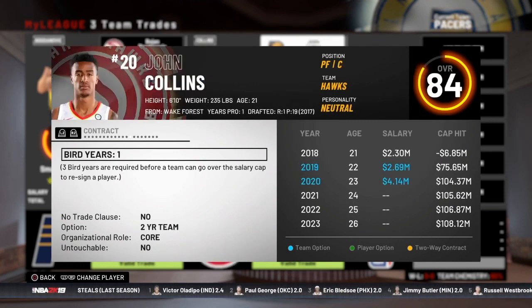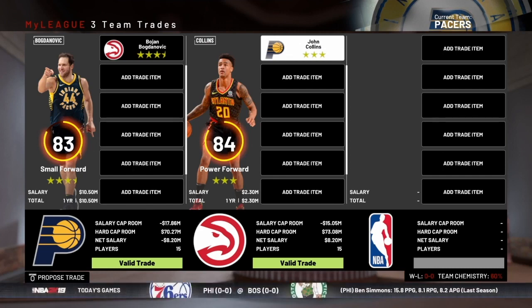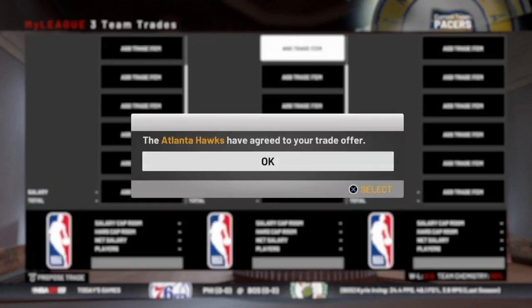However, if we traded for a player like John Collins, Bogdanovich's $10.5 million salary this upcoming season is a lot different than the $2.3 million salary that John Collins has. And that imbalance in that particular year, if we make this trade, is going to create a trade exception. And you can see I have this trade set up here. So once we offer this trade to the Hawks and they accept it, because the difference in that first year is so large, there's going to be a trade exception created. So let's propose this trade and see if the Hawks will take it.